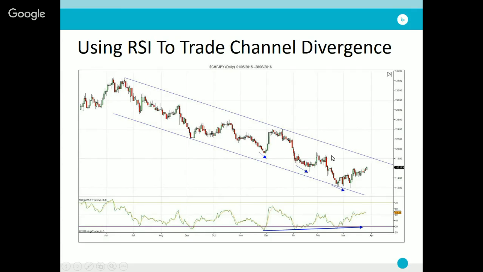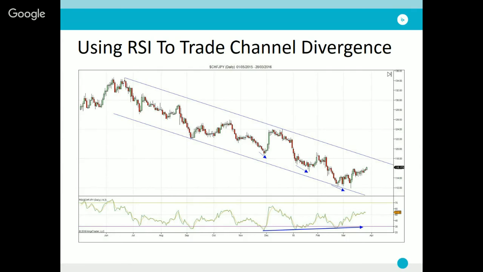So finally, the last way that we're going to look at using the indicator is how you can trade RSI channels themselves. So another really advanced way to look at the indicator is channeling it in the same way that we can draw trend lines and channels on the price charts. We can also draw trend lines and channels on the RSI indicator itself to create trading opportunities.